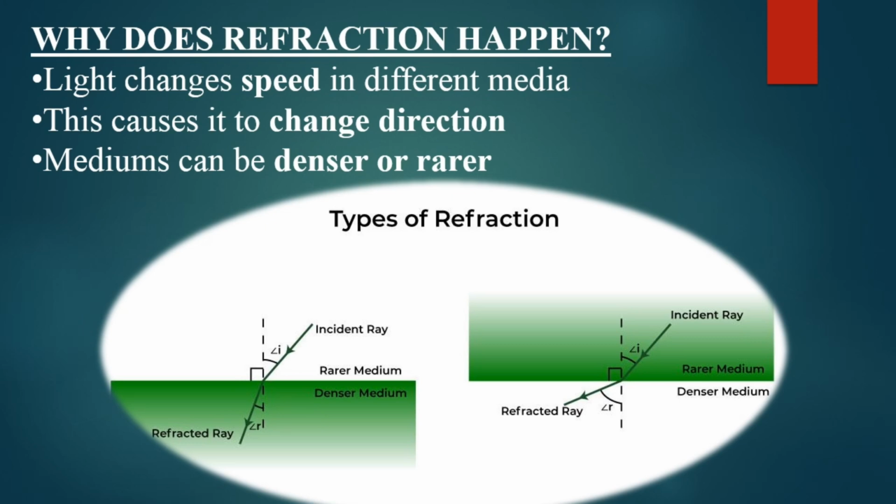Media can be denser, like glass or water, or it can be rarer, like air. And depending on whether light is moving into a denser or rarer medium, the direction it bends will be different. Here is a diagram showing two types of refraction, that is light entering a denser medium and light entering a rarer medium. Notice the change in direction in each case.